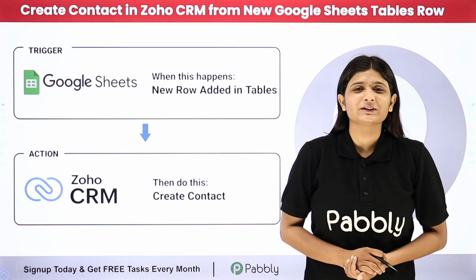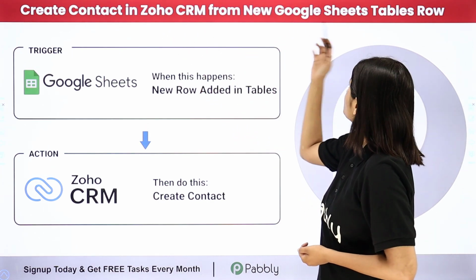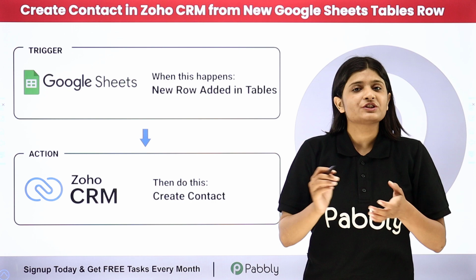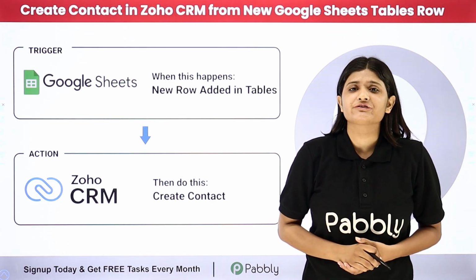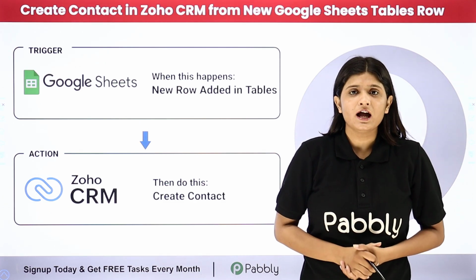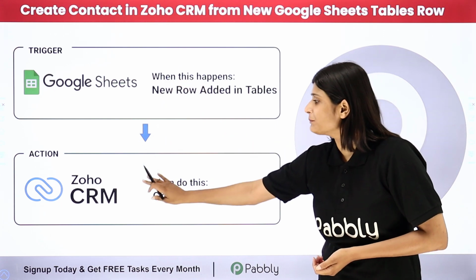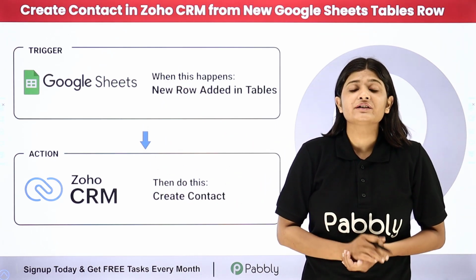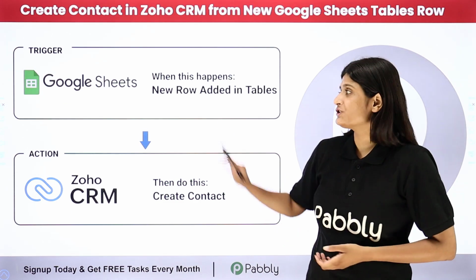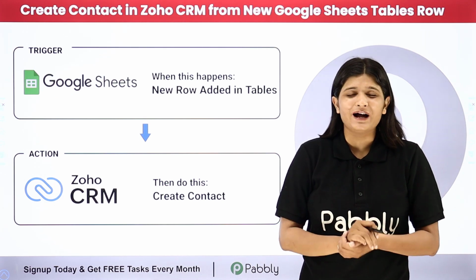So in this video we are going to learn how to create contact in Zoho CRM from new Google Sheets tables row. So let's suppose I am running an event management company and collecting customer information from various sources. I am maintaining all this data in my Google Sheets tables and adding them in my Zoho CRM as contacts one by one. But now I want that whenever I add a new detail in my Google Sheets tables, it is sent to Zoho CRM and the contact is created automatically.